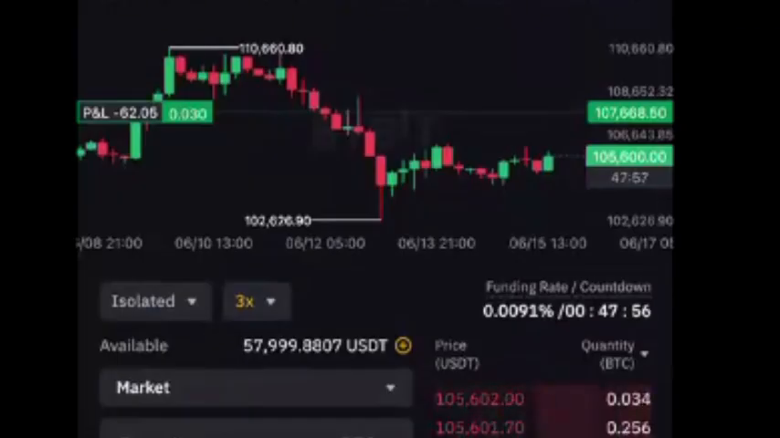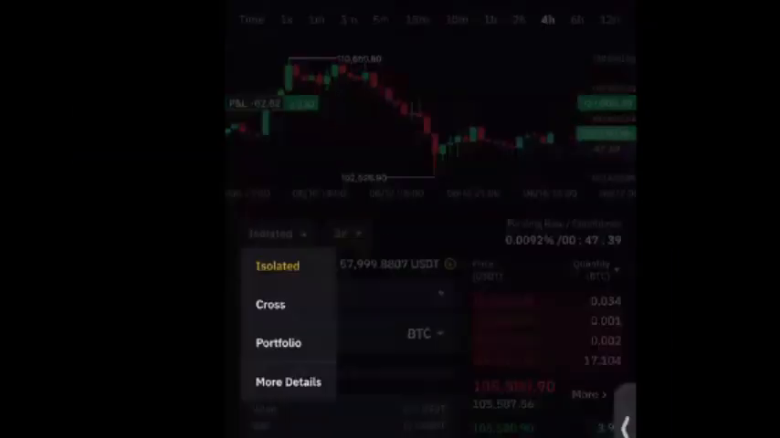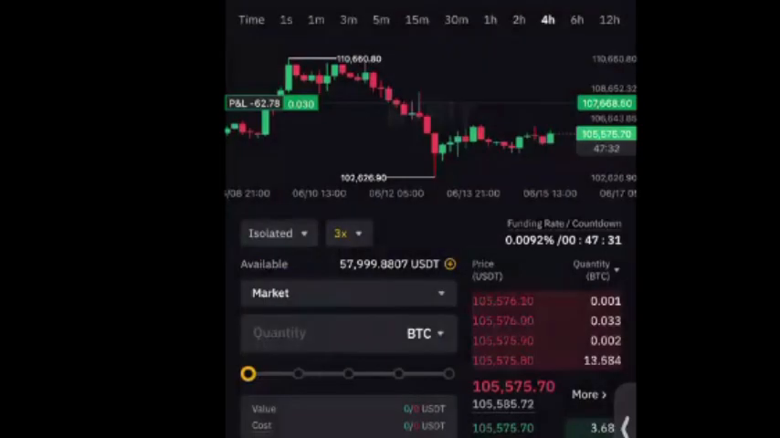Now, the first thing that we are going to learn from trading futures is the difference between isolated and cross margin. Underneath the graph, I'm going to tap that button called isolated. I'm going to tap that button right now called isolated. And we can see isolated, cross, or portfolio. We are going to be working with isolated for the purposes of this class. Now, what does isolated and cross margin? What is the difference between these two?